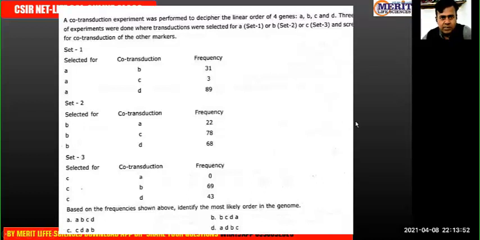A co-transduction experiment was performed to decipher the linear order of 4 genes A, B, C, D. 3 experiments were done where transductants were selected for set 1, set 2, set 3. And then screening for co-transduction of the other markers was done. Based on the frequencies shown above, identify the most likely order of the genes.